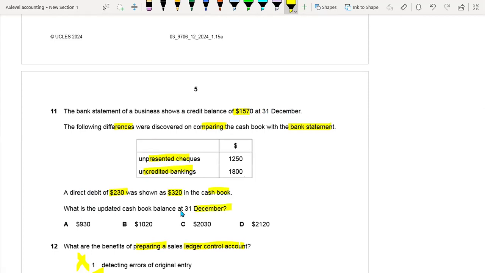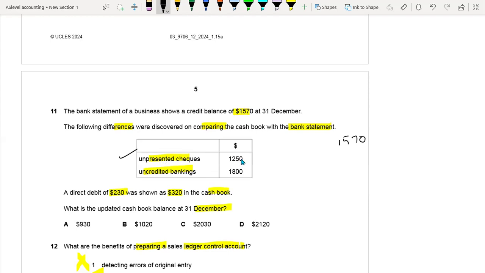Okay, so first of all, our bank statement balance is 1570. Then there are unpresented cheques. Basically, the bank statement balance and the cash book balance should be equal. But there are some errors because of which the cash book and the bank statement balances are different. If, for example, the bank statement balance, which is 1570, is equal to the cash book balance, we just have to rectify these errors.